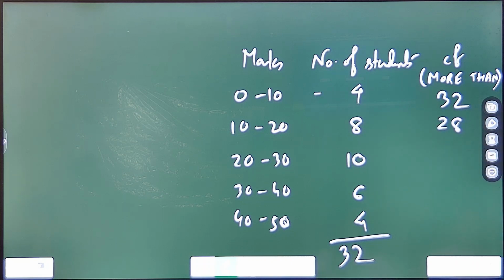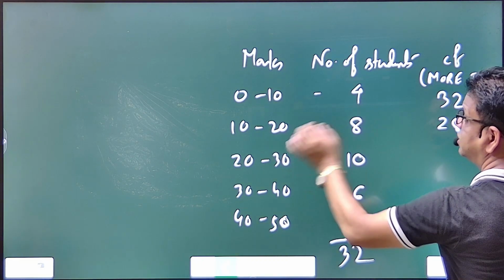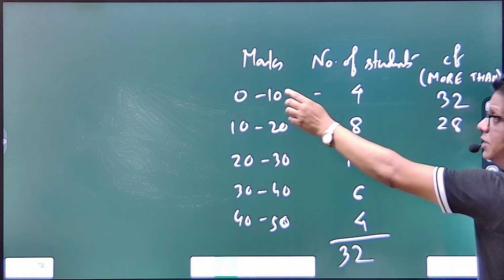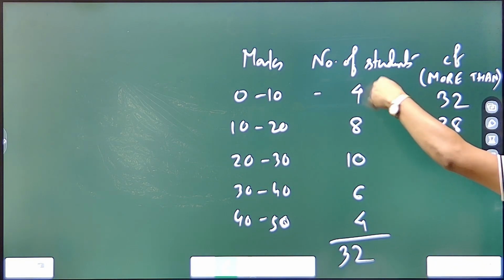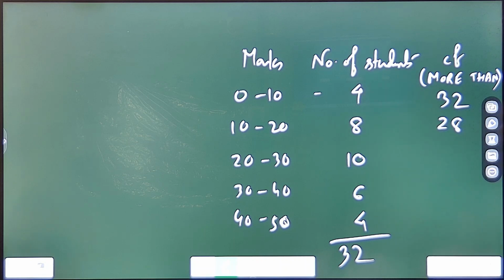Could you understand this? Now in the more than type it will become subtraction. In the less than type it was addition. I think the logic is clear now. Why? Because I am asking more than 10. More than 10 means those who got up to 10, these people are to be subtracted. Okay, so this is 28.